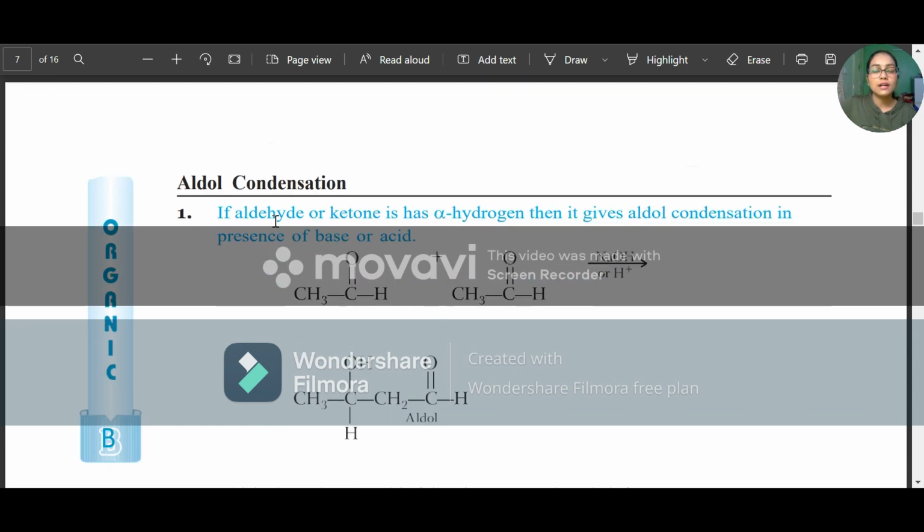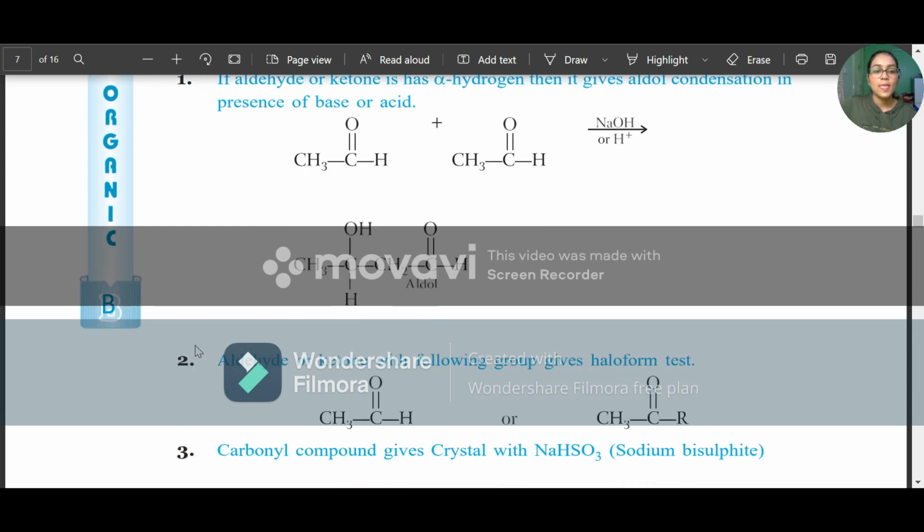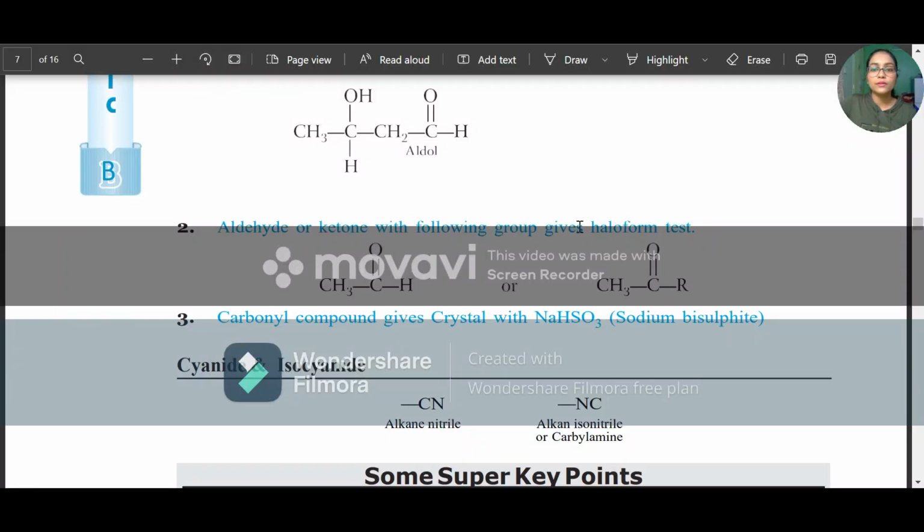Now next we come to aldol condensation. If an aldehyde or ketone has an alpha hydrogen, then it gives aldol condensation in presence of base or acid. So these are two types of aldehyde. When they react with acid or a base, they give aldol condensation, meaning water is removed and we get an aldol. Aldehyde or ketone with the following groups gives the haloform test. So this is the most important group which is required for the haloform test. Carbonyl compound gives crystals with NaHSO3, that is sodium bisulfite.